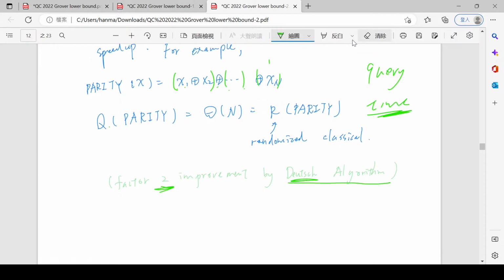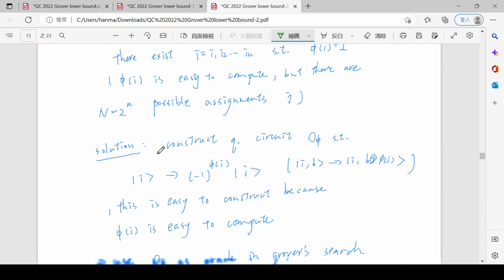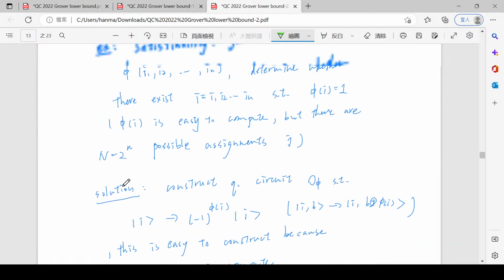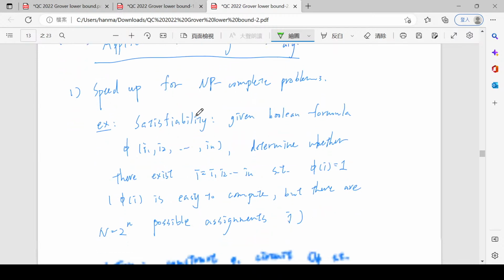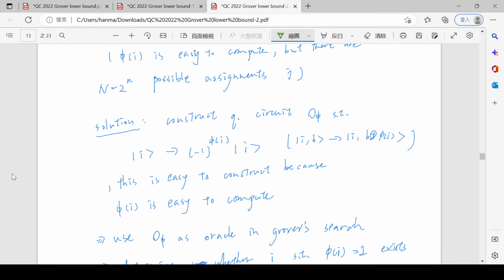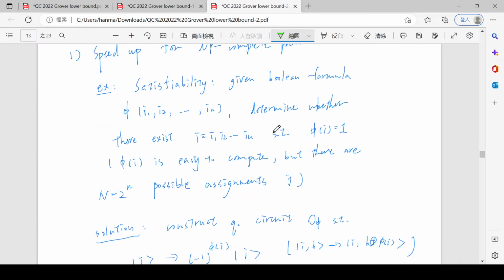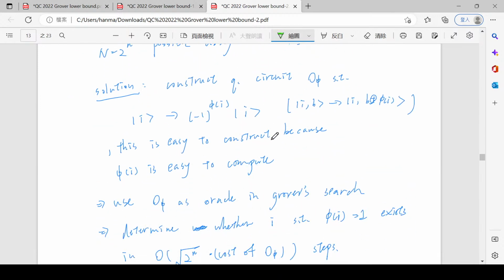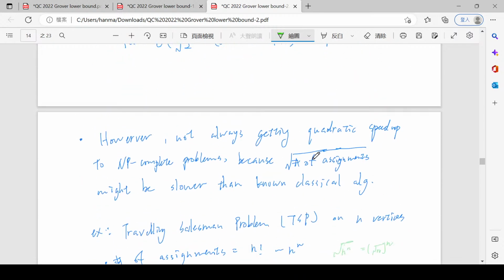Okay, so let's look at more complicated functions. Oh, sorry. First, we are titling this as an application of Grover's algorithm, but we already see this, so let's just go through it very quickly. Once again, Grover's algorithm can be used to speed up NP-complete problems, because you can just do Grover search on all the witnesses.